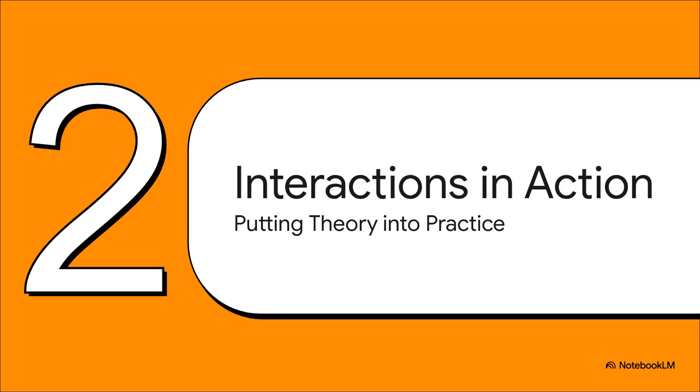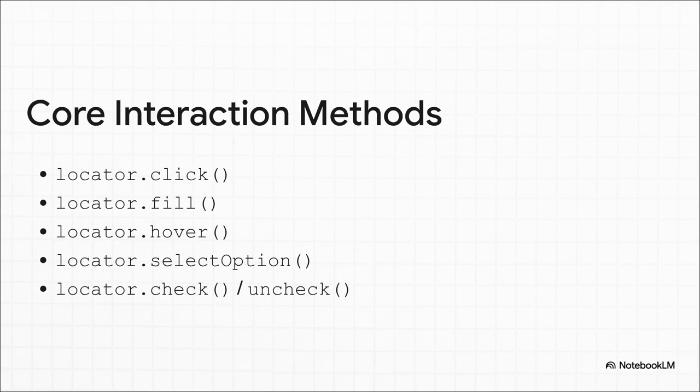How do we put this into practice? These are your bread and butter, your main tools. You find an element, and then you tell it what to do. You can click a button, you can fill a text field with some data, you can hover your mouse over something to make a menu pop up, you can check a box, you get the idea. Each one of these is simple, and it maps directly to what a real user would do on the page.